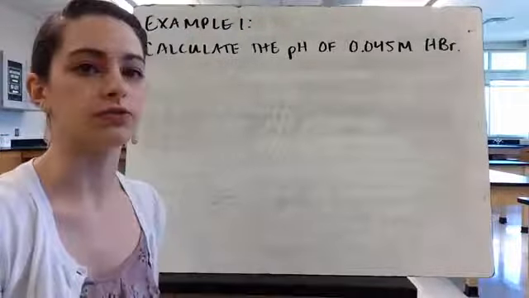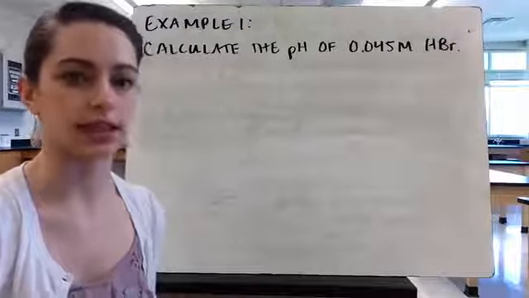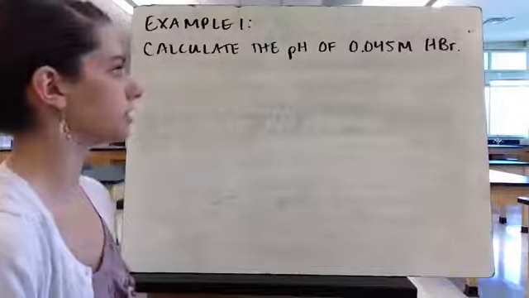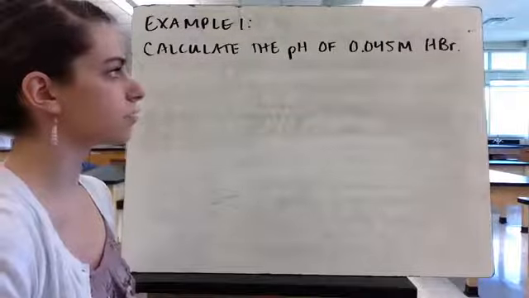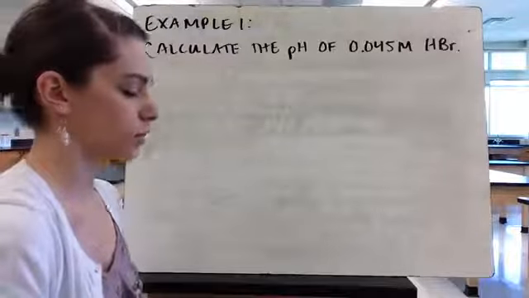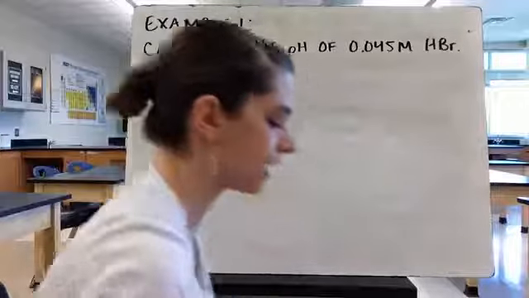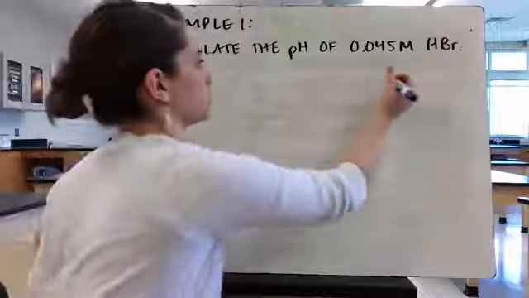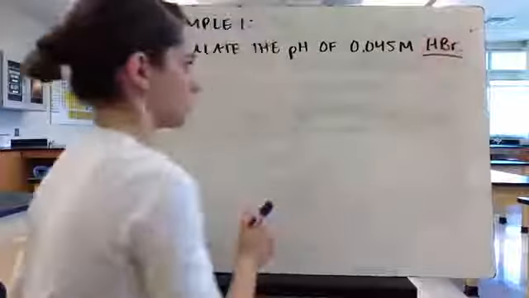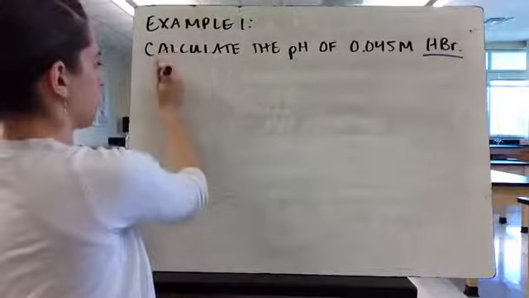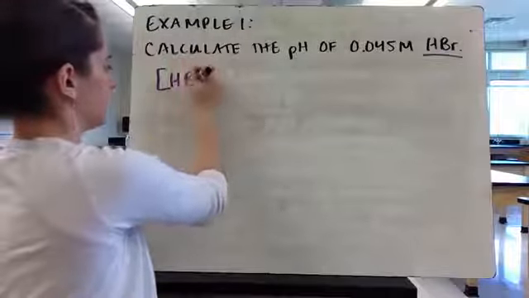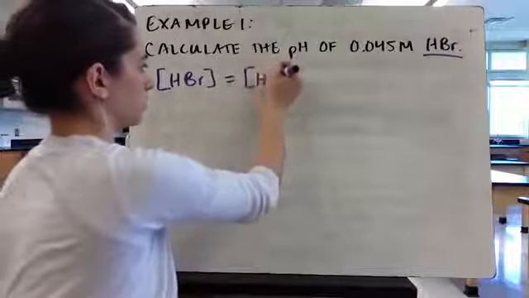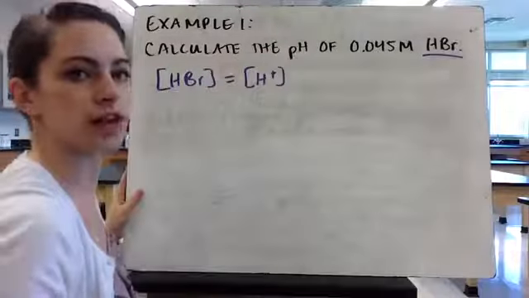We're going to walk through 5 different examples to look at the different types of calculations that you might see. Our first example says calculate the pH of 0.045 molar hydrobromic acid, or HBr. Now, HBr is a strong acid, so we know that it is going to completely dissociate. That means that our concentration of our HBr is equal to the concentration of our hydrogen ion.